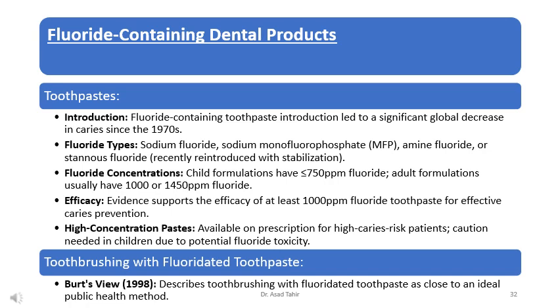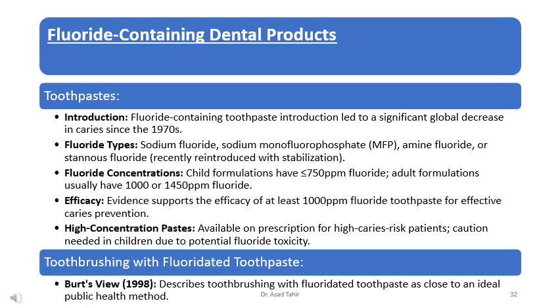Fluoride-containing toothpaste. Introduction. Since the 1970s, using toothpaste with fluoride has significantly reduced cavities worldwide. Types. Fluoride toothpaste can contain sodium fluoride, sodium monofluorophosphate (MFP), amine fluoride, or stannous fluoride, recently reintroduced with stabilization. Concentrations. Toothpaste for kids usually has less than or equal to 750 ppm fluoride, while adult versions typically have 1000 or 1450 ppm fluoride. Efficacy.